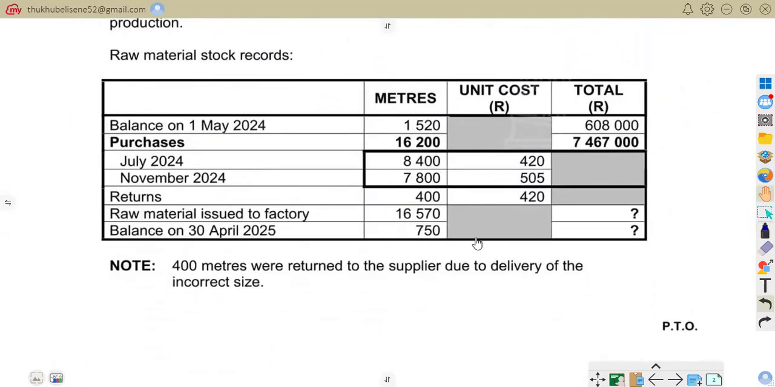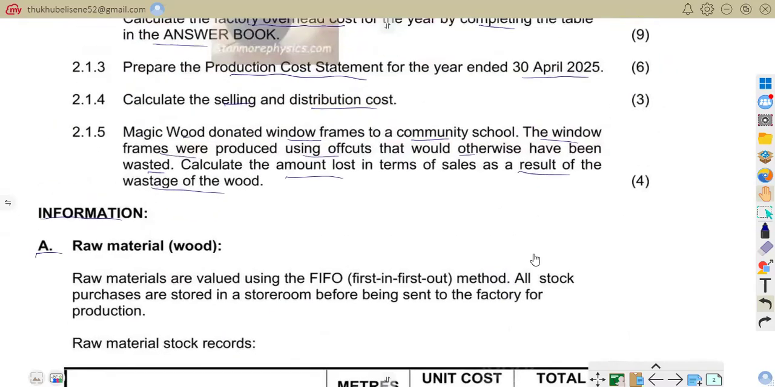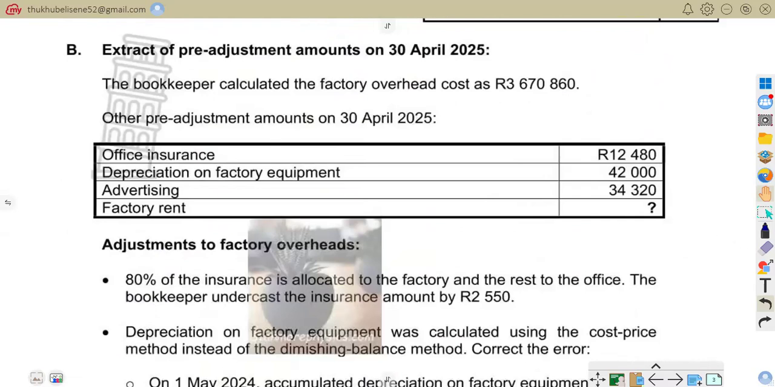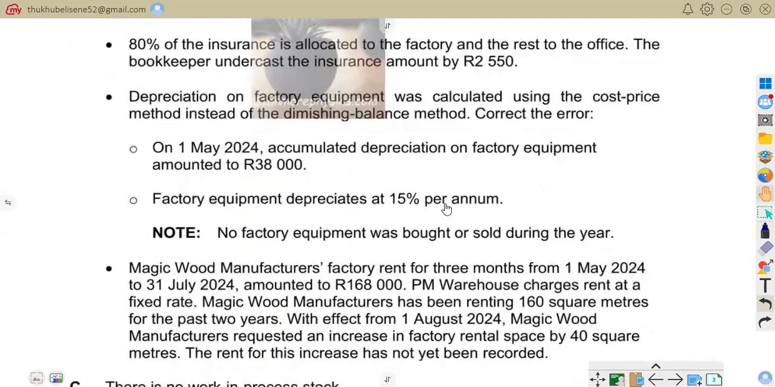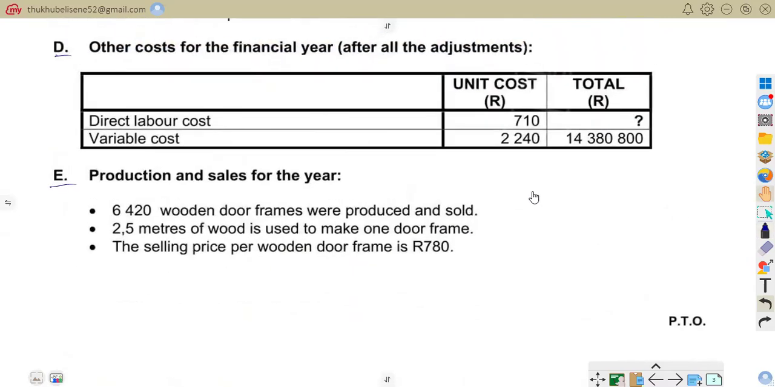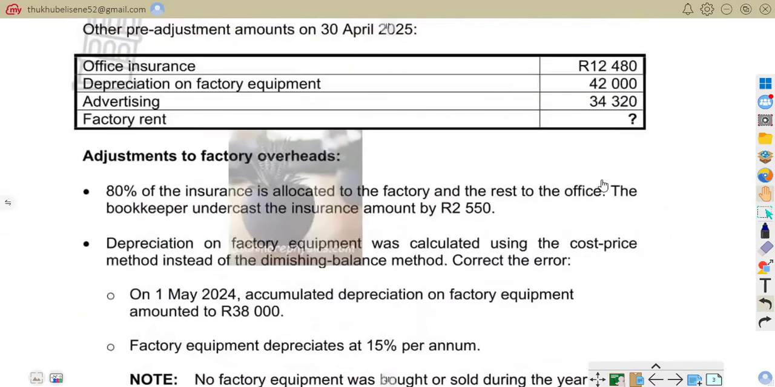So we are still going to use this information when we do make our calculations. Also we have information B. As you can see, this is information B as well. We are going to use it when we do our calculations. So this is our information B. Then we have information C, we have information D, as well as information E. So we're going to use this information as we are doing our calculation.